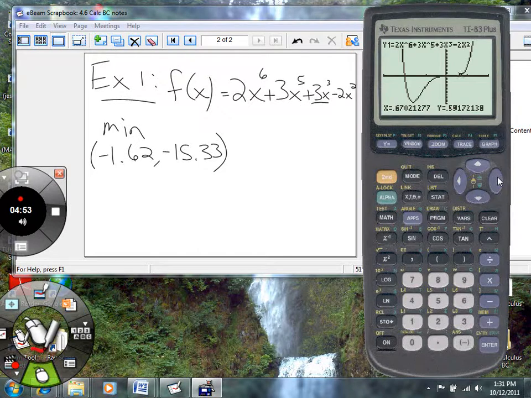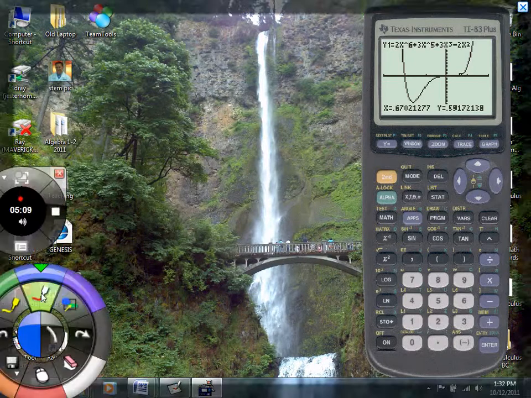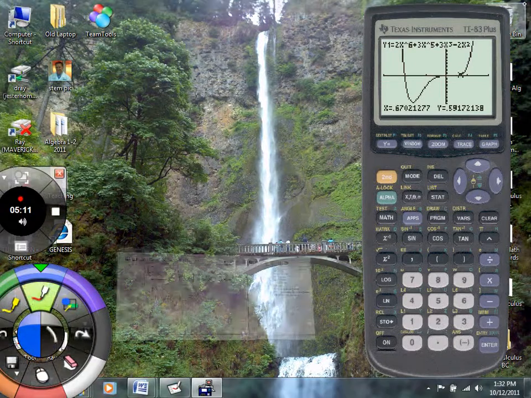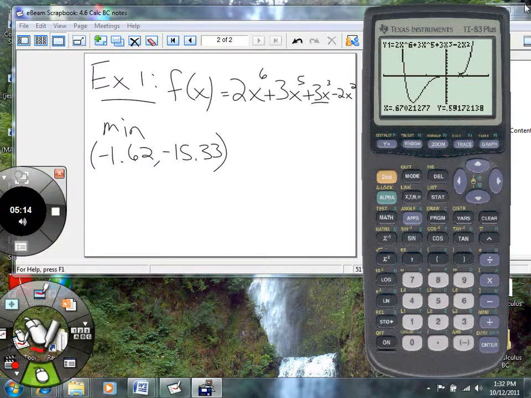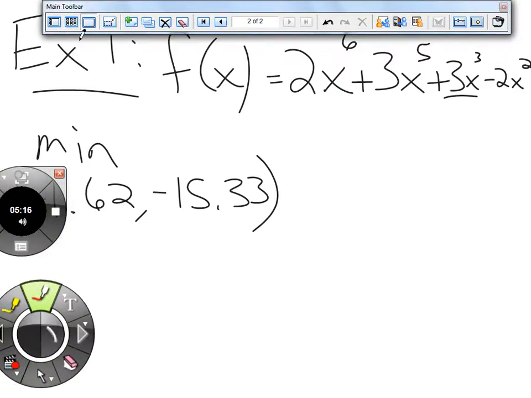So we're going to do a couple of things here. So first thing is let's try to use the calculator to give us the min, but let's use calculus. So first, let's calculate the first derivative and the second derivative. So let's just write that down. The first derivative, let's see, make this a little bigger. All right, so first derivative, let's calculate it.